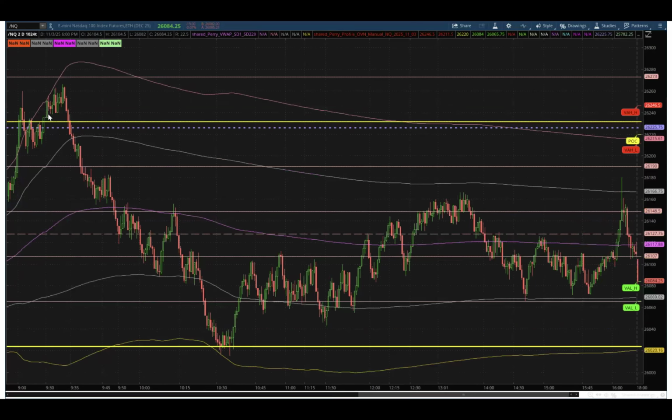Same thing in the NASDAQ. Yellow was the options resistance level. We got a little bit above it, and as soon as we cracked below, we went straight down to the bottom. And that level is like a 26,025, which we're kind of below right now. So not holding that is also going to create some selling in the options market.